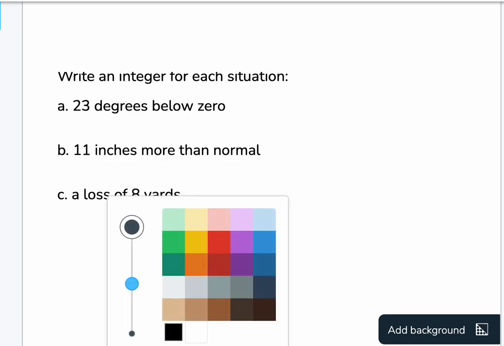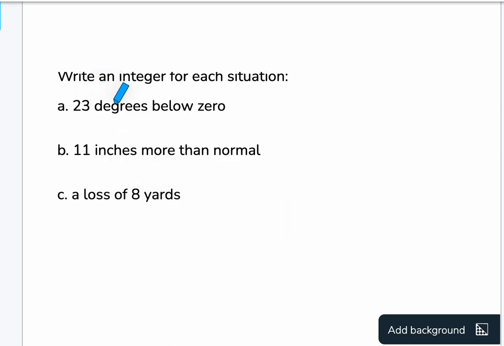On the first one, it says 23 degrees below 0. If 0 is here and you are going below 0, would it be a negative or positive? And you guessed it. It is below 0, so the integer has to be a negative 23. Write that down. These are pretty simple. Now, it also wants you to identify its opposite and describe what it means.